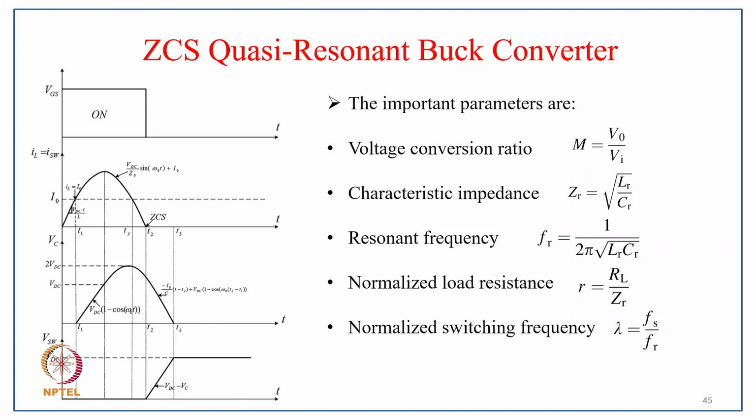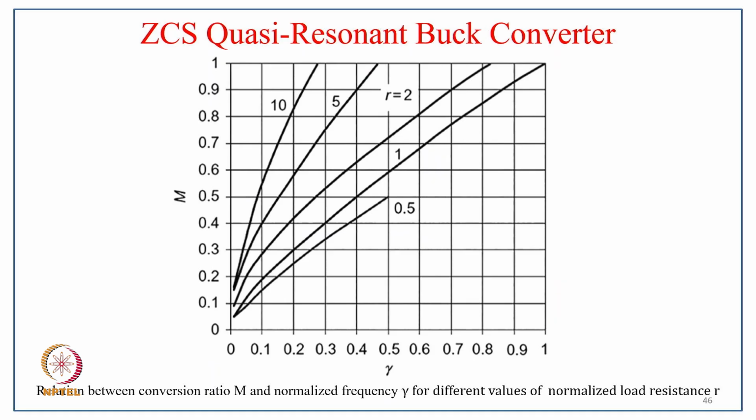And here the important parameters for this quasi-resonant converter are the voltage conversion ratio M equal to V0/Vi, the characteristic impedance ZR equal to square root of LR/CR, the resonant frequency FR equal to 1/(2 pi square root of LR CR), the normalized load resistance R equal to RL/ZR, and the normalized switching frequency lambda equal to Fs/Fr. And these are typically the characteristics between the conversion ratio M and normalized frequency lambda for different values of normalized load resistance R.